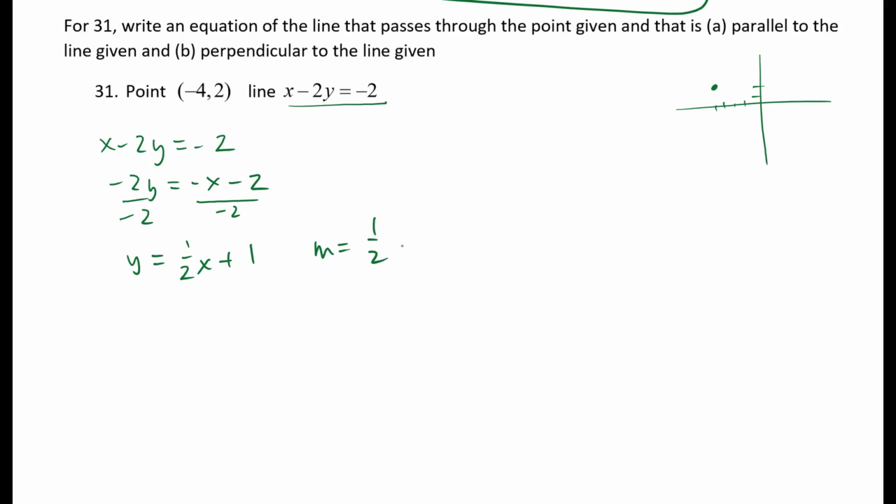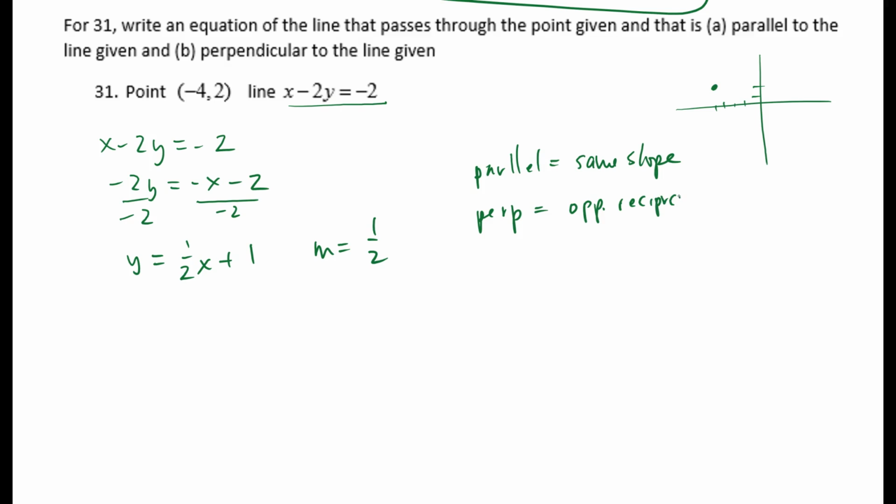So if a line is parallel to another line, they have the same slope. So I'll write that down here. Parallel equals same slope. And then perpendicular is opposite reciprocal slope. So we'll start with the line that's parallel.